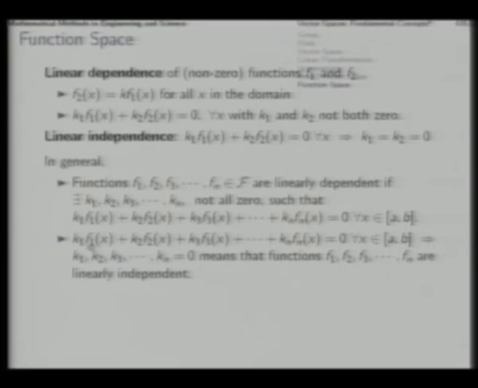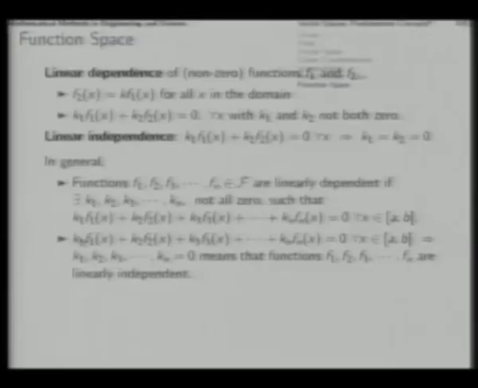On the other hand, if you cannot find such a non-zero set k1 to kn, that is, not all 0 together, with that understanding, that is, if you find that this linear combination of f1 and so on being 0 essentially implies that all of them have to be individually 0, you cannot find a non-zero set making this linear combination 0, then you will say that these functions are linearly independent. These notions we will be using later in detail as tools when we study differential equations.